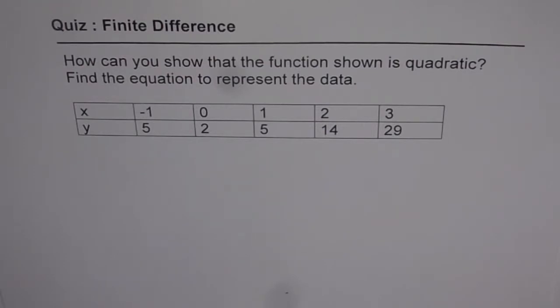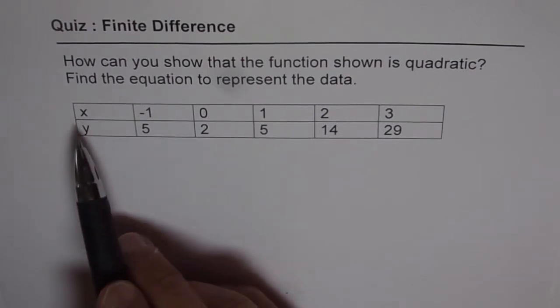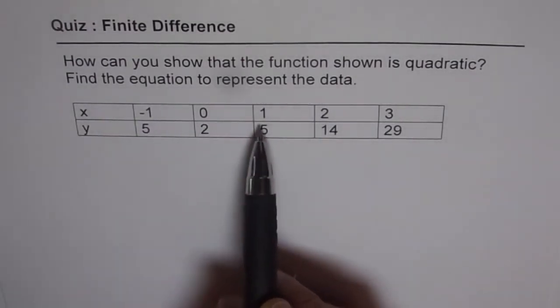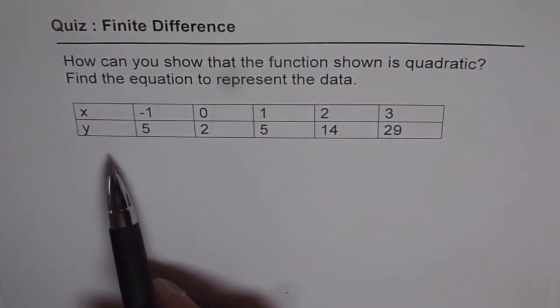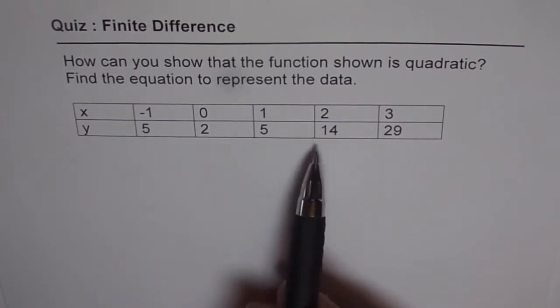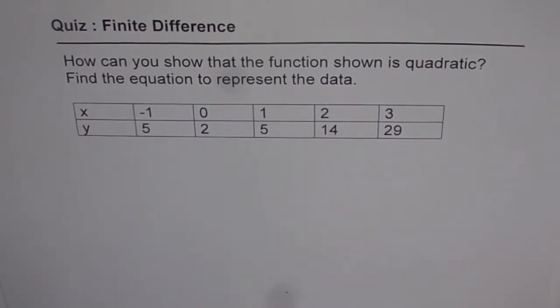How can you show that the function shown is quadratic? Find the equation to represent the data. So the data is for x values of -1, 0, 1, 2, and 3, the y values are 5, 2, 5, 14, 29. So you can pause the video now, answer, and then look into my suggestions.